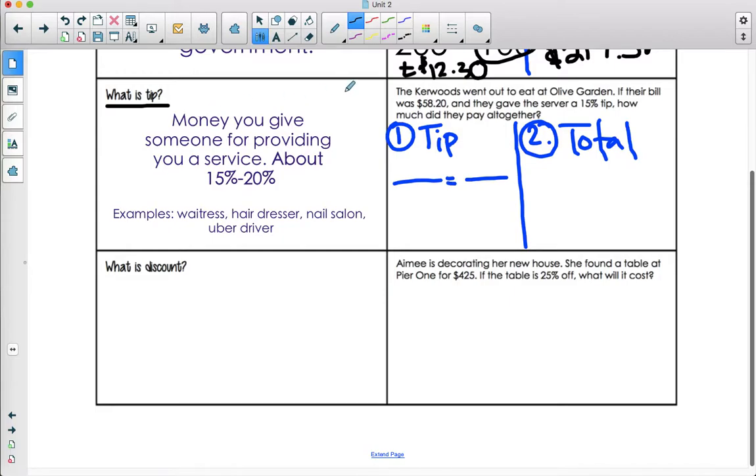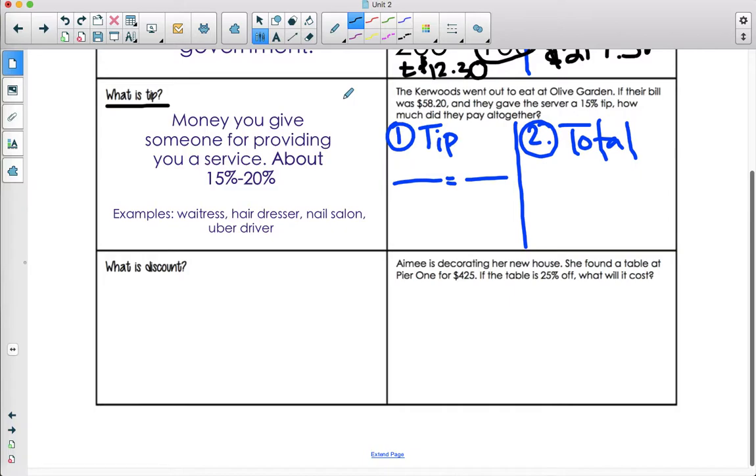A tip is the money that you give someone for providing you a service. It's typically around 15 to 20%. Some examples are if you would tip your waitress or a hairdresser. If you go to the nail salon and get your nails done, you would tip that person. Uber drivers accept tips. These are all a barber. Anybody who does a service for you, you can provide a tip.